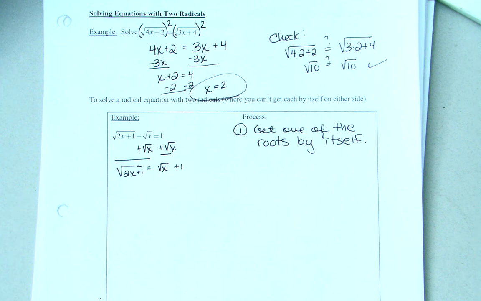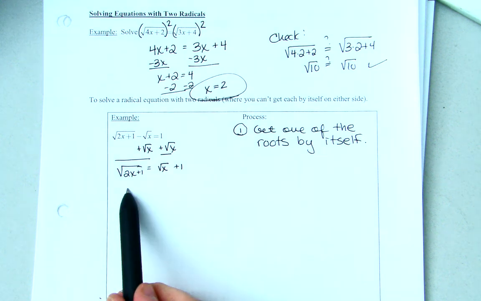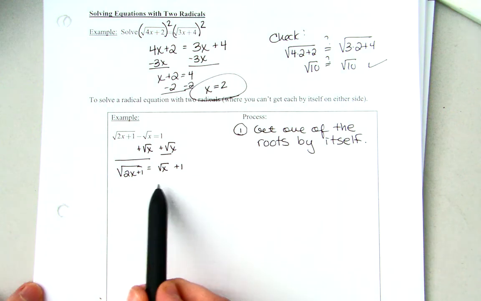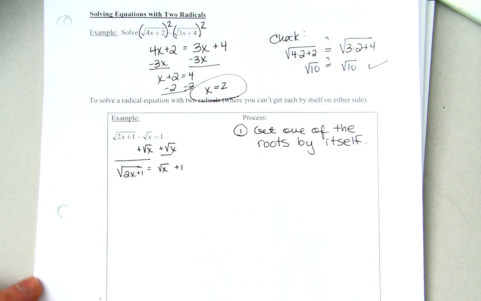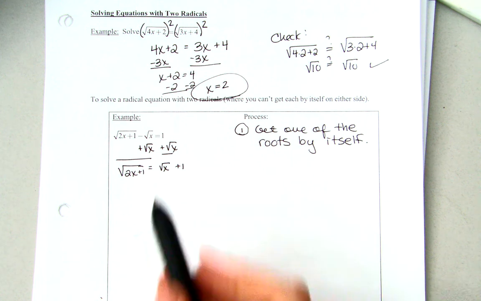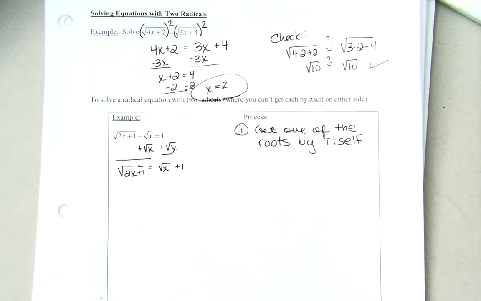Here's the problem. Is it going to be easy to square the left? Sure, you just get 2x plus 1. Why is it not as easy to square the right, Edie? What in that problem tells you there's going to be foiling? The addition. It's not just a root by itself. Because there's a plus 1, it's going to make this way more involved.